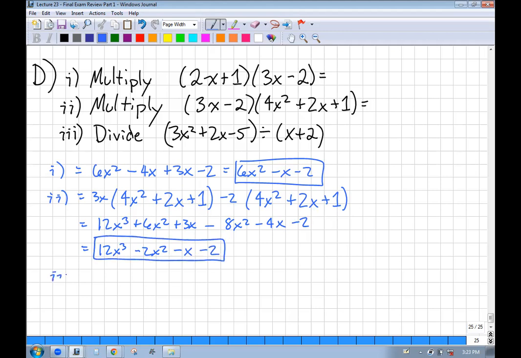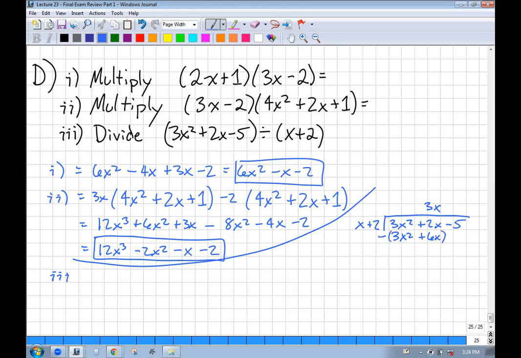Part 3. Let's see. We're dividing x plus 2 into 3x squared plus 2x minus 5. So to get a 3x squared from an x, I need to multiply it by a 3x. So I put it over here in the x column, right? And this times this gives me my 3x squared, but I also get a 6x out of it.